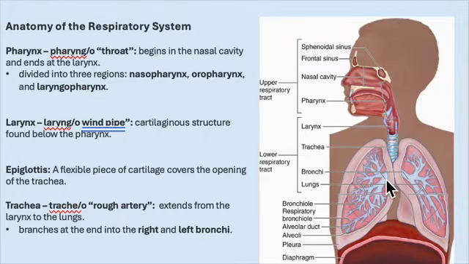These structures further branch off into bronchioles, as I said before, and alveoli. The alveoli are the tiny sacs where gas exchange happens. So this is essentially the pathway of airflow through the respiratory system.